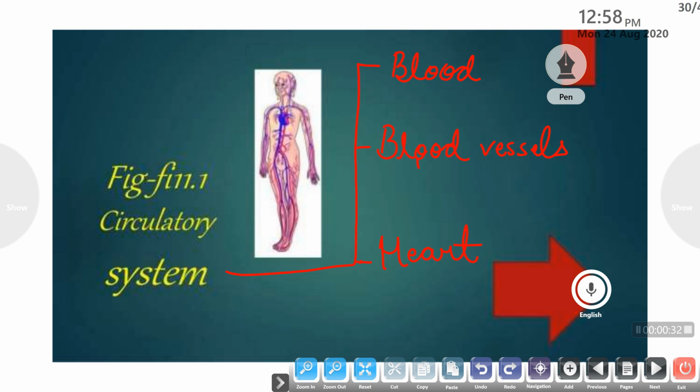The circulatory system in human beings mainly consists of three basic components, that is blood, blood vessels and heart. These components together constitutively form the circulatory system of our body. So let us understand one by one all of these components.